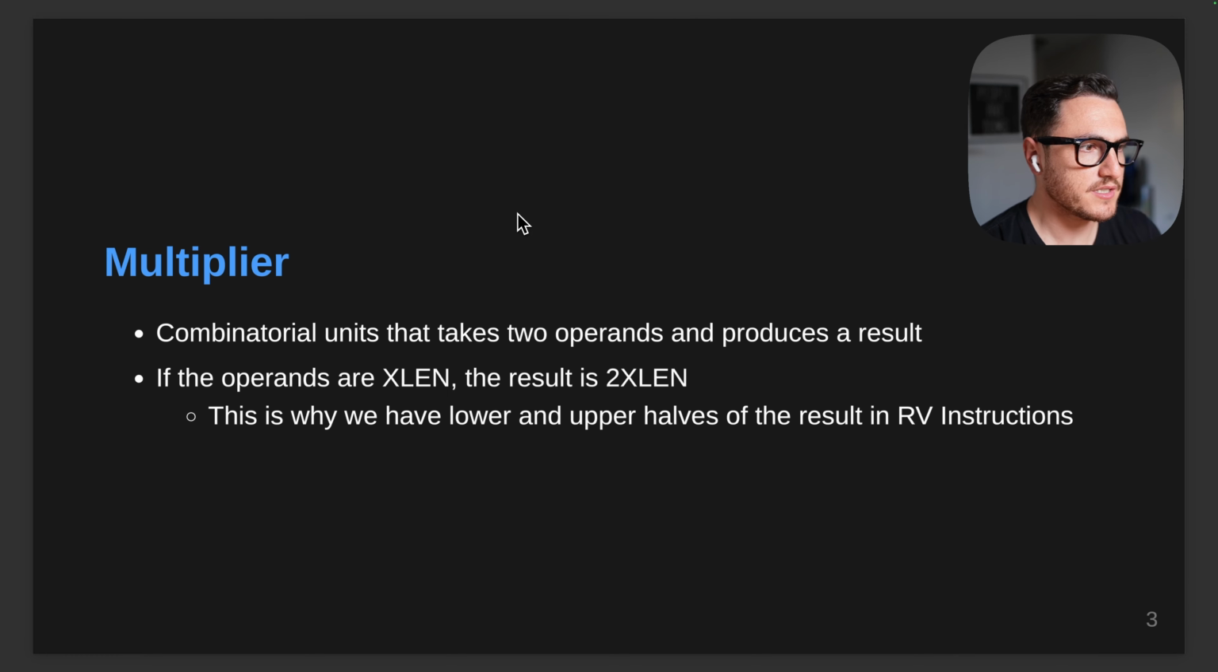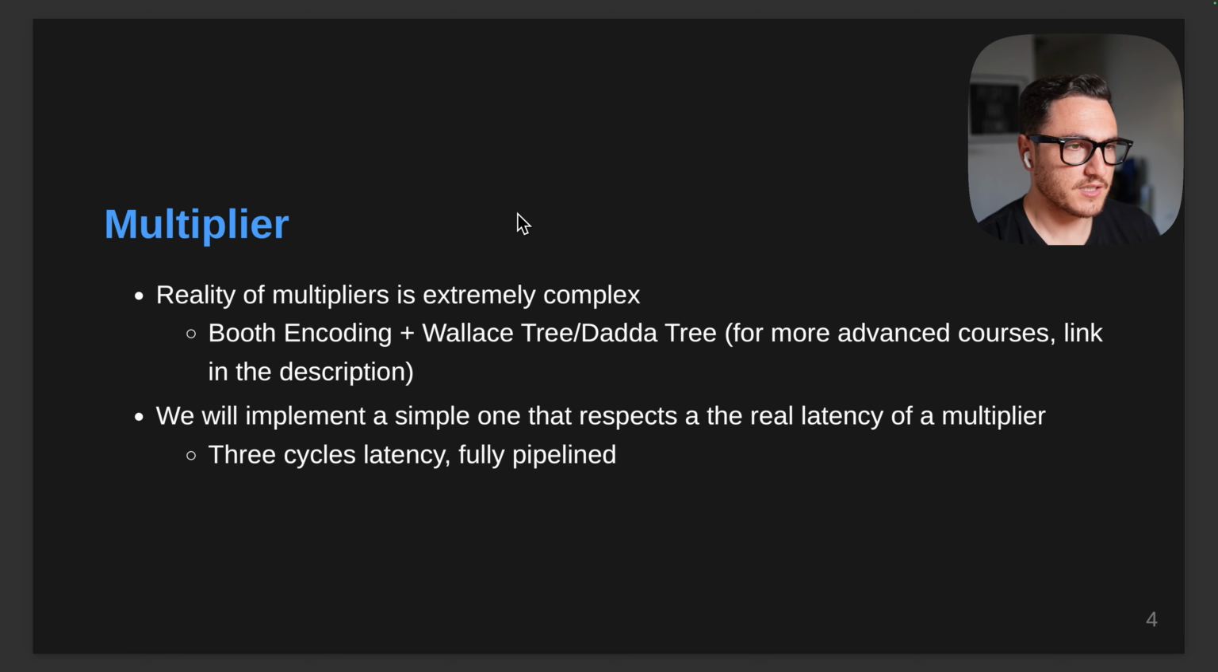A multiplier is a combinatorial unit that takes two operands and produces a result. If the operands are X bits, the result is twice as big, and this is why we have lower and upper halves of the result in RISC-V instructions. The reality of a multiplier architecture is extremely complex. You have Booth encoding plus a tree multiplier. It can be a Wallace tree, it can be a Dadda tree. For more advanced courses, link in the description, since these topics are all covered in my paid courses.